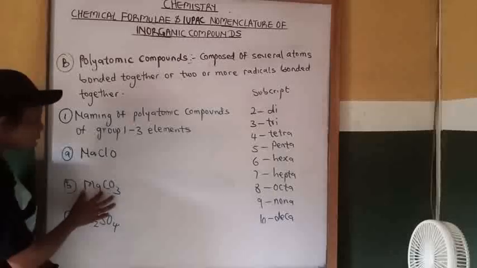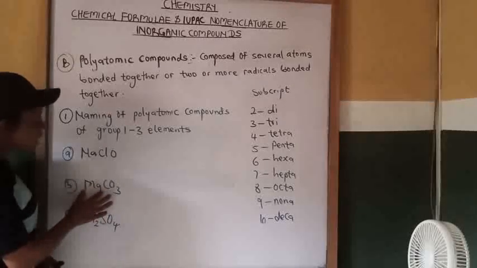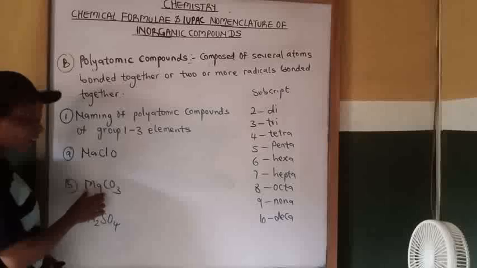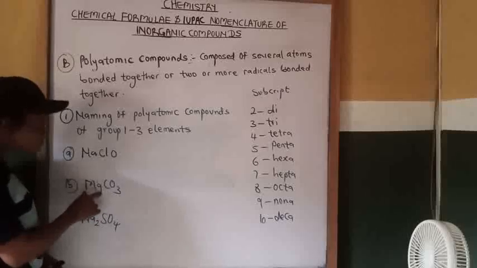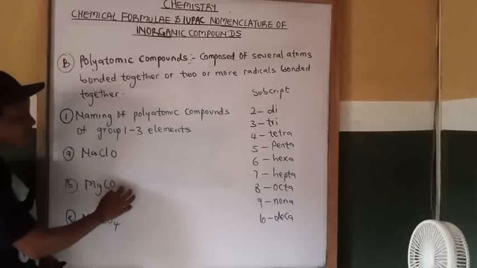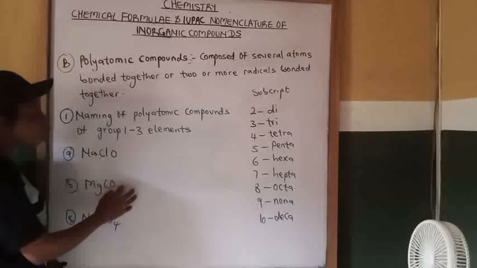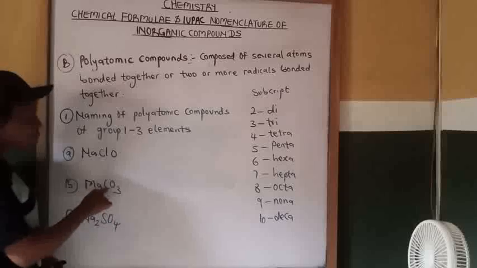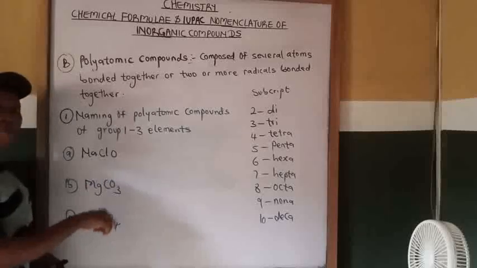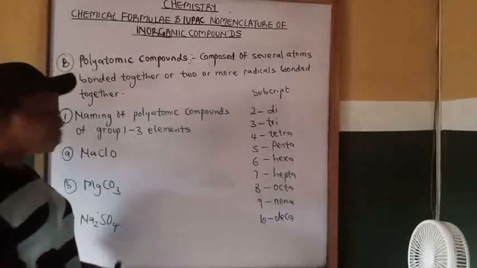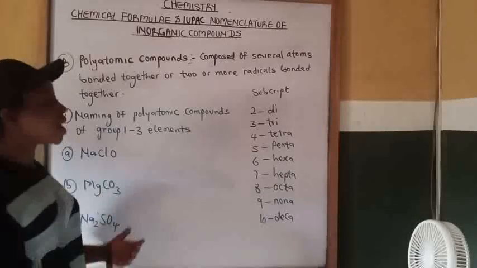Now for this one, magnesium is a metallic atom. So magnesium will be named first, then followed by oxygen. Oxygen will go with the subscript. Then the middle atom, which is carbon, will be named last, followed by the oxidation number of carbon from this compound.